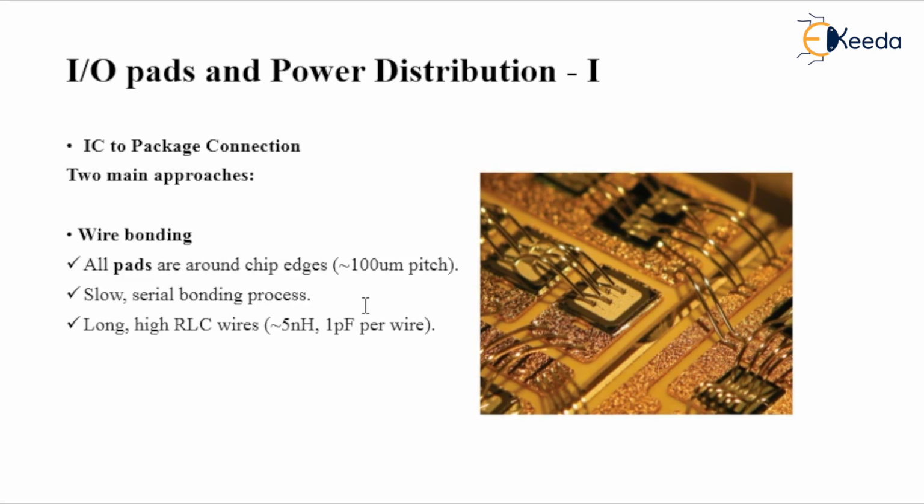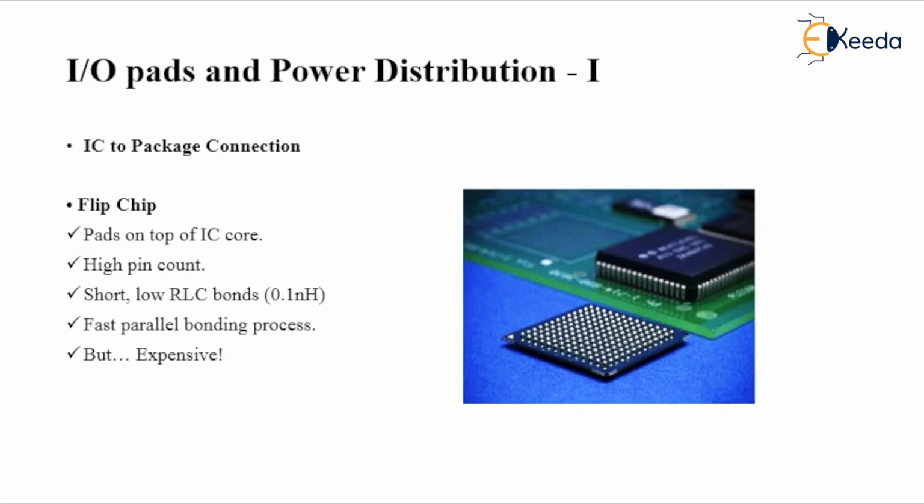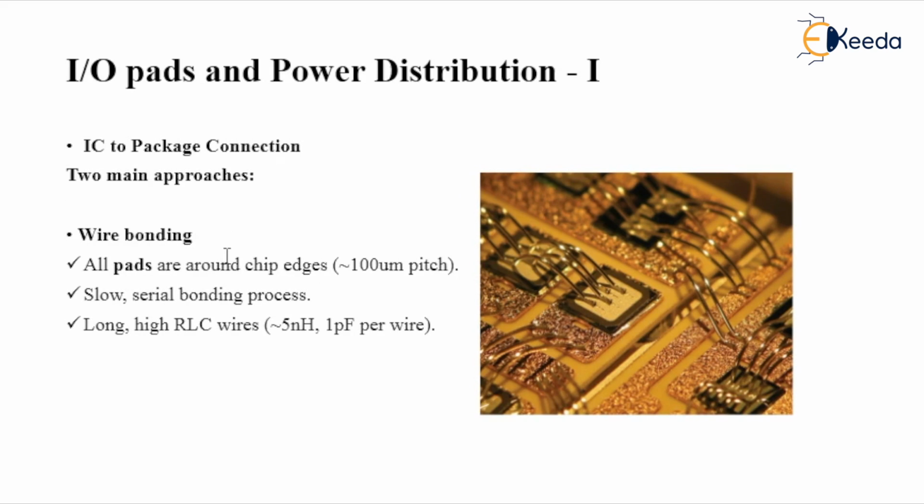Next, for the IC to package connection, there are two main approaches. First one is wire bonding, second one is flip chip bonding. In wire bonding, what is the term pad we are discussing? The pads act as an interface between the CMOS circuitry in the integrated circuit and the outside world.